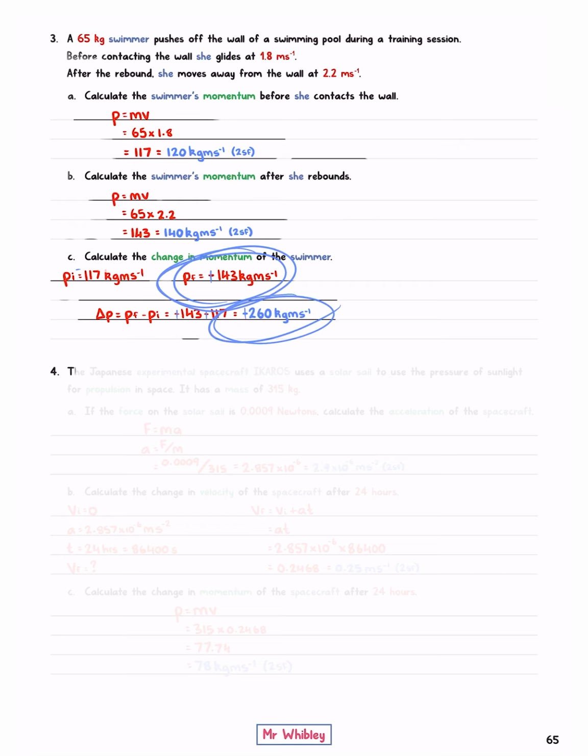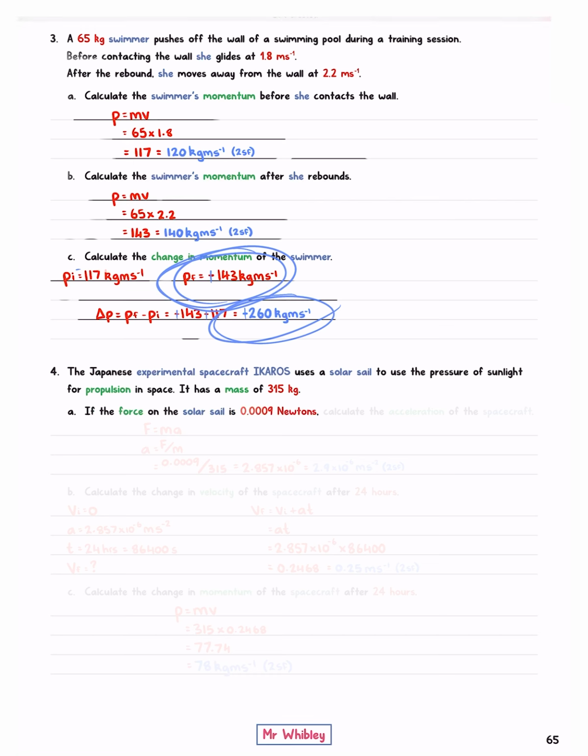Question 4. The Japanese experimental spacecraft Icarus uses a solar sail to use the pressure of sunlight for propulsion in space. It has a mass of 315 kilograms. If the force on the solar sail is 0.0009 newtons, calculate the acceleration of the spacecraft.